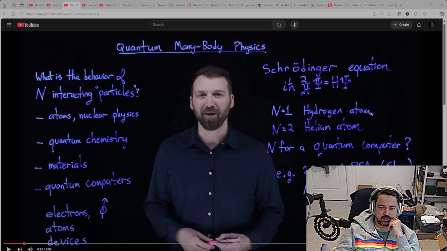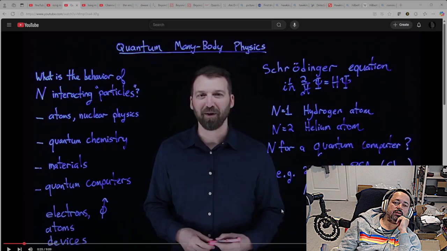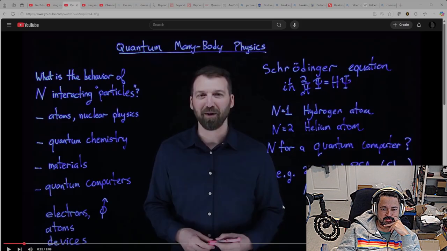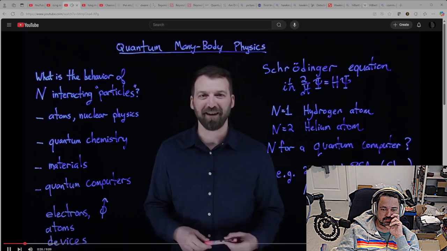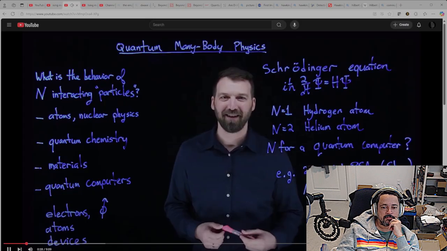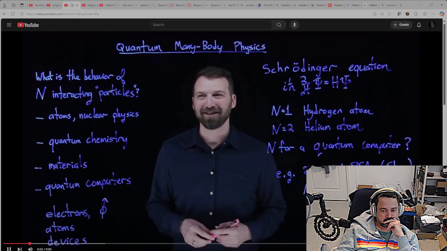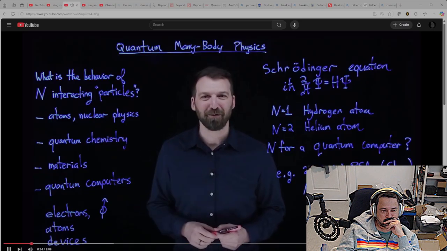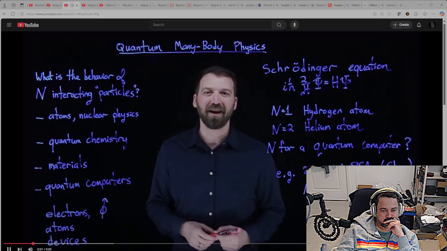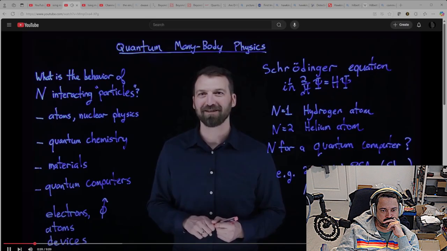N equal to 1 is a hydrogen atom, and 2 is a helium atom. And for a quantum computer, for example, 2048-bit RSA Shor's algorithm, n needs to be greater than 4000. Problem using classical computers. So quantum many-body physics is the study of essentially interacting particles, when these particles behave according to the laws of quantum mechanics.